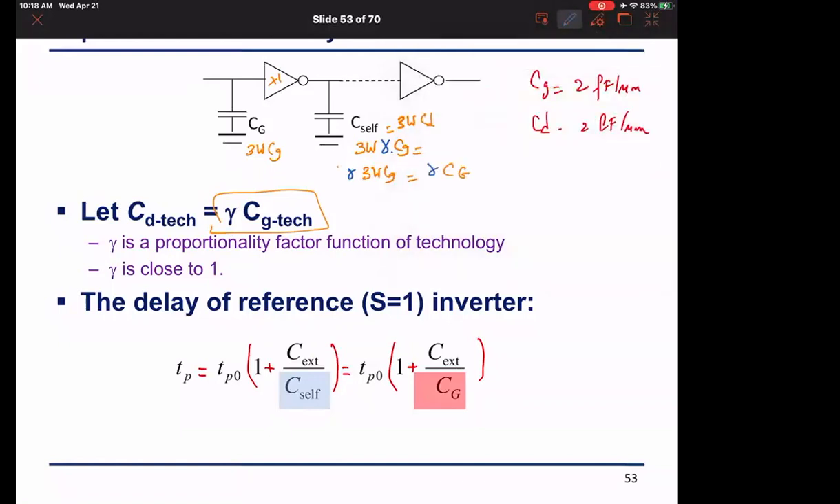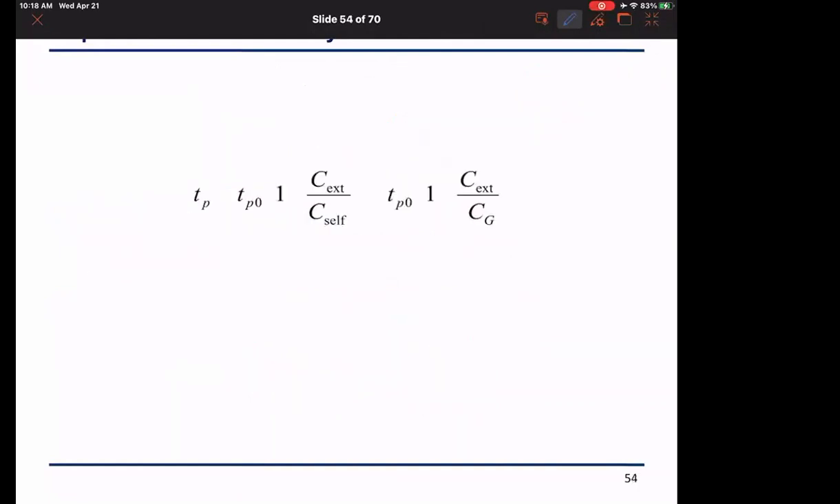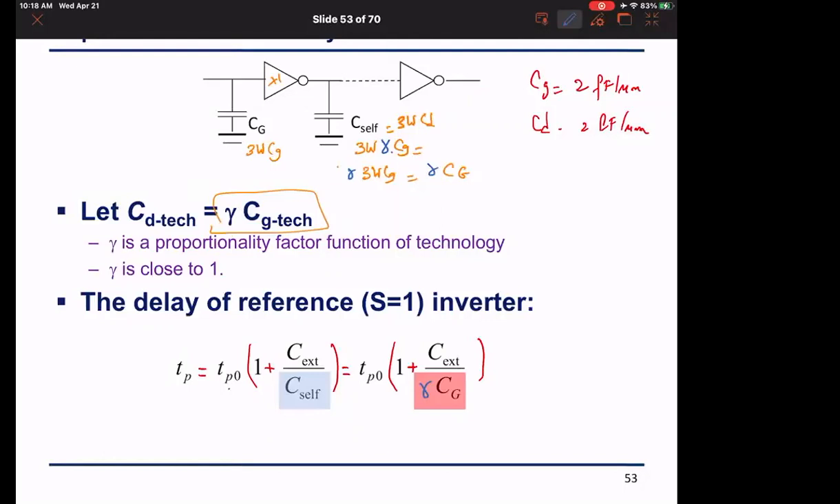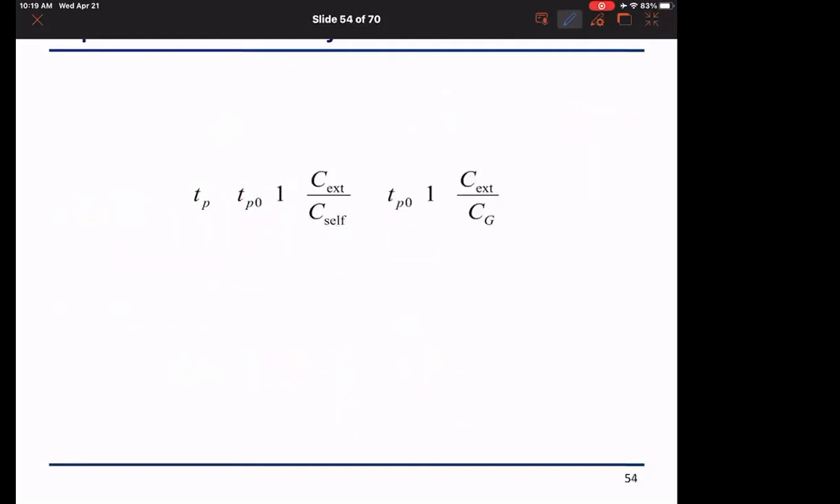So in the expression for the delay, I can write it as TP0 into 1 plus C external over C self, which is TP0 into 1 plus C external over gamma CG. Great. We're going to eventually derive for you an expression where you will be able to automatically size things without having to worry about those derivations. It's all to tell you that these are equivalent. So let us see now.